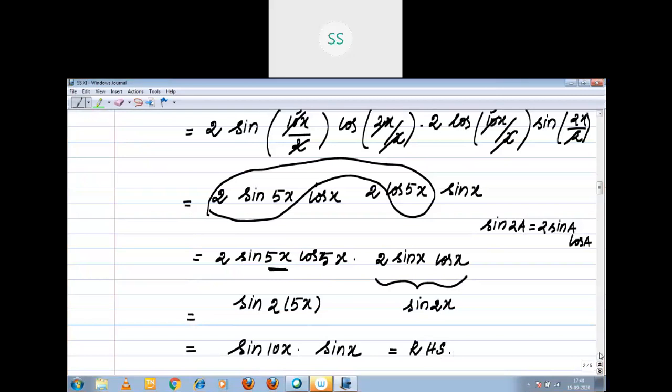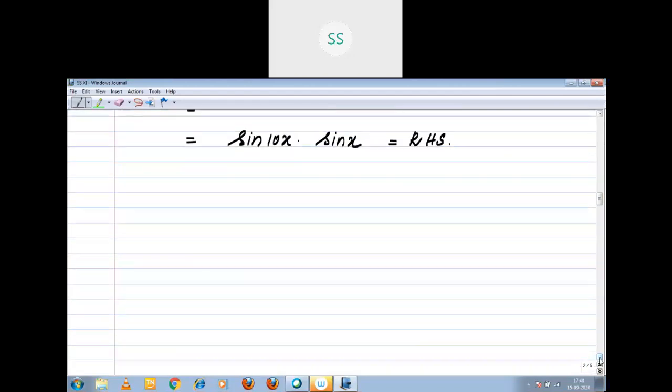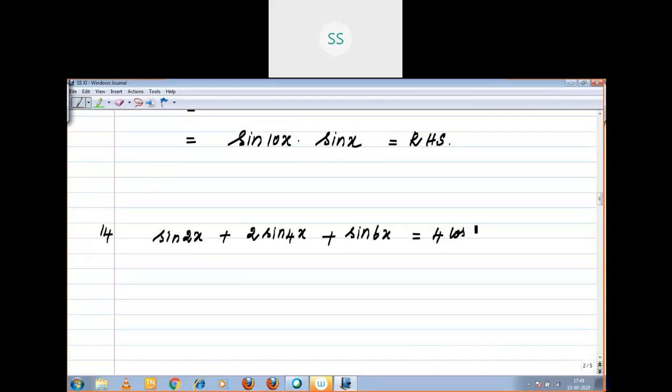Question number 13, the same way, you people should try, right? That is your homework. Question number 14, I am going to do. Question number 14. What is it? sin 2x plus 2 sin 4x plus sin 6x equal to 4 cos square x into sin 4x.